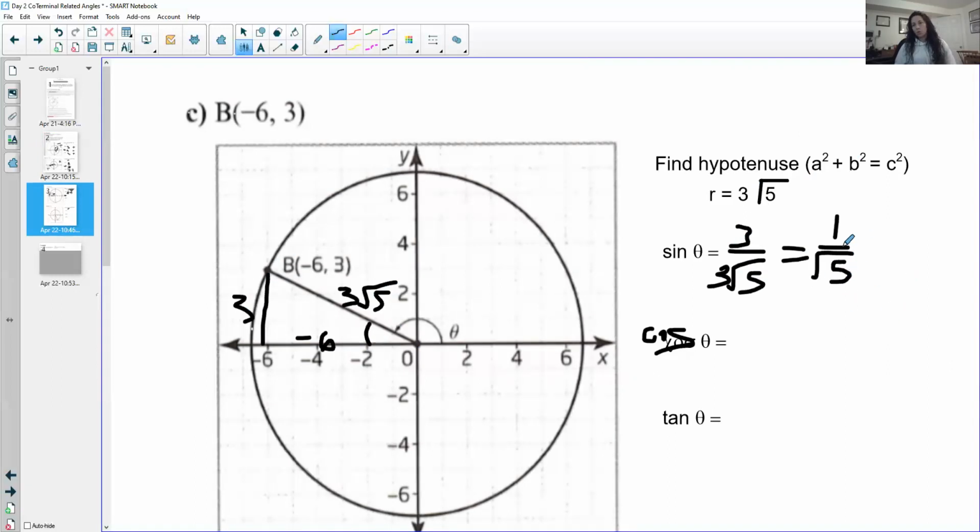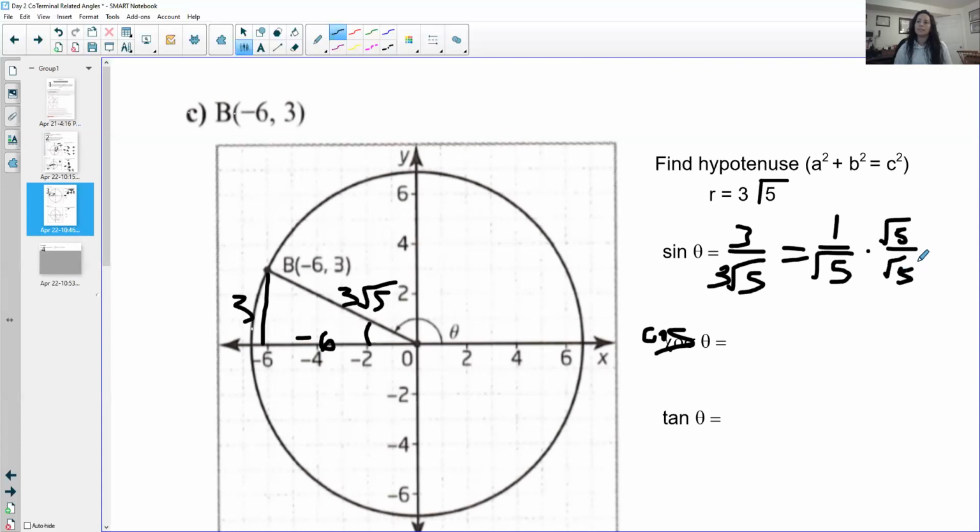Now, your book that I've given you may leave it here. Other books or sources might do something called rationalizing the denominator. I'm going to post a separate video. Essentially, what happens when you rationalize the denominator is when you're left with a radical on the denominator, you multiply both the top and the bottom by that radical. So it would be multiplied by root 5 over root 5.